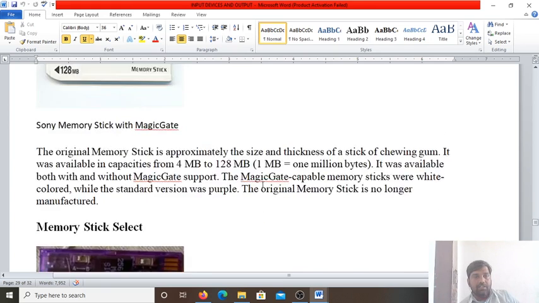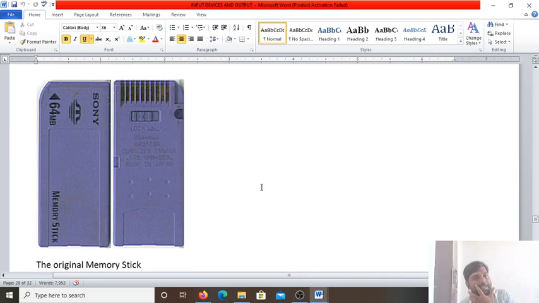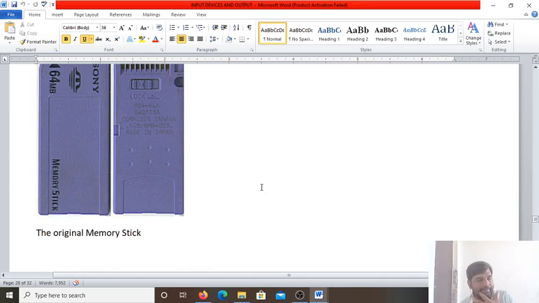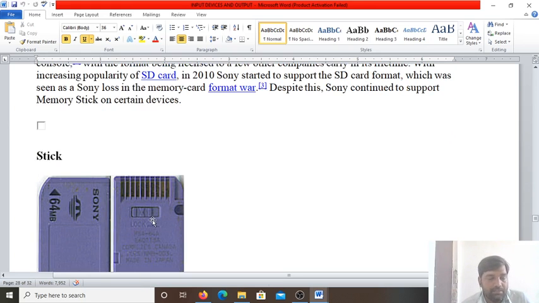As you can see, this is also called the memory stick. This is the original memory stick. This memory stick is a removable flash memory card used as storage media for portable devices like digital cameras and mobile phones. This memory stick is versatile, compatible and user friendly. It is available in sizes of 4 MB, 8 MB, 32 MB, 64 MB, and 2 TB storage sizes.